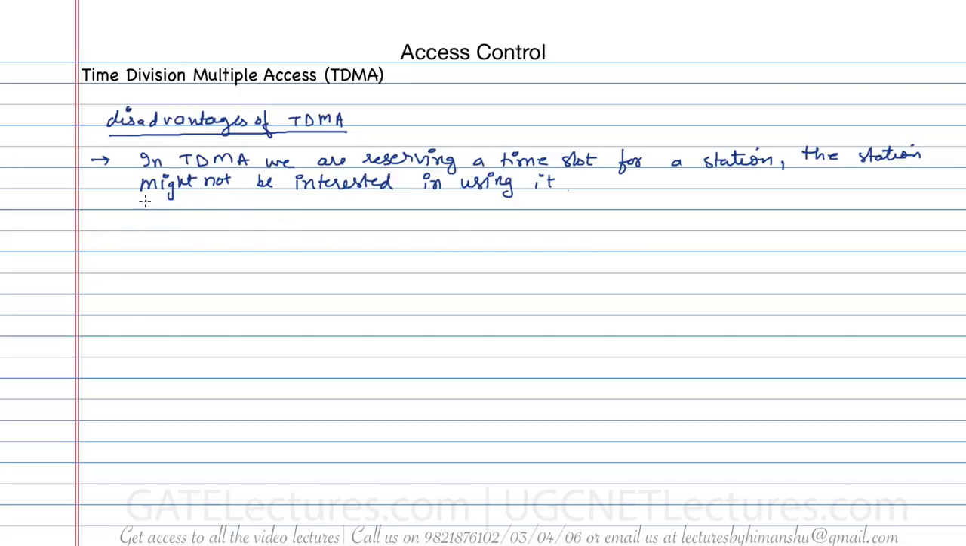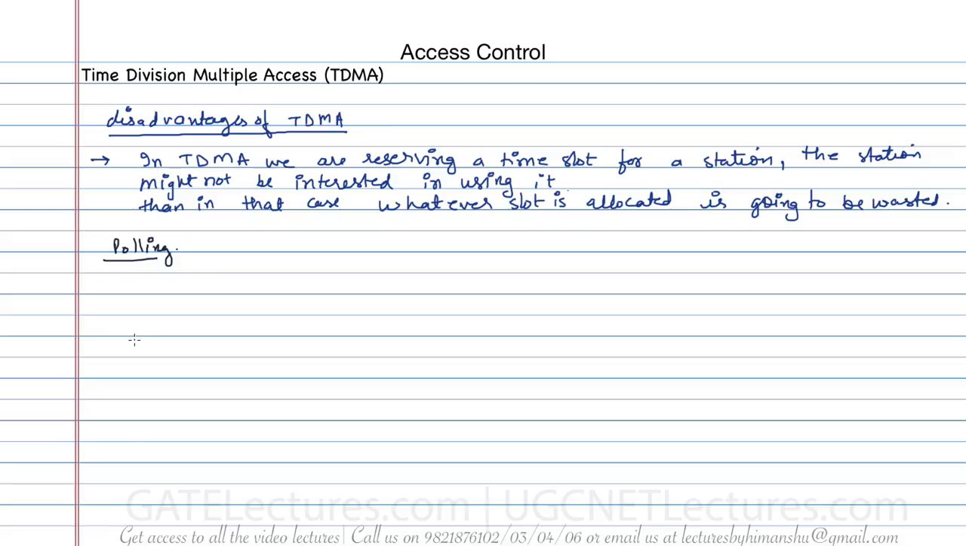Then in that case, whatever slot is allocated to the station is going to be wasted. So this is the biggest disadvantage of time division multiplexing. Now to remove this disadvantage, we introduced one more concept in time division multiplexing, and that concept is called polling.